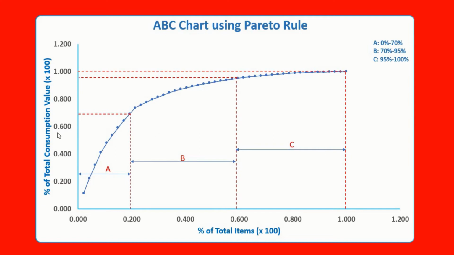In terms of total consumption value, you also have noticed that class A contributed around 70% of the total consumption value, class B contributed around 25%, and class C only 5%. So accordingly, I put the cutoff point for class A, B, and C: 70%, and from 70 to 95% is class B, and from 95 to 100% is class C. So this is how a Pareto chart looks for ABC inventory classification using a single criterion.